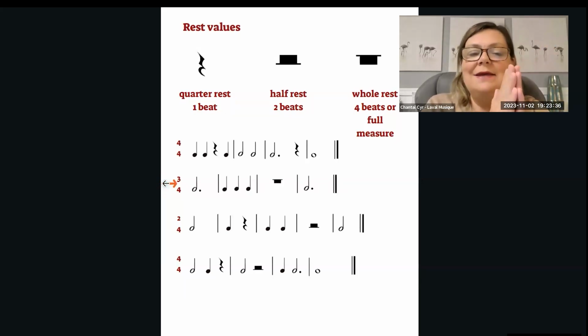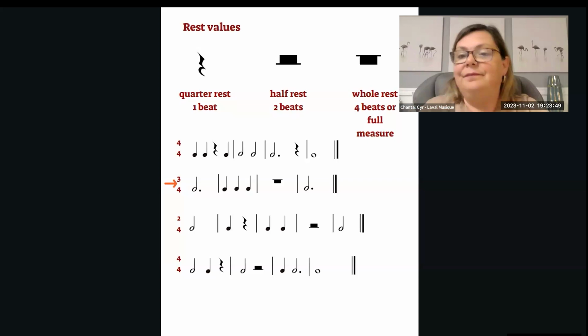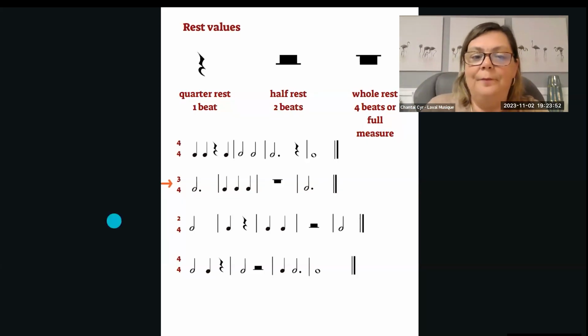Okay, so 1, 2, 3. La, la, la, la. 1, 2, 3. Wah. I like that. So this whole measure didn't have any sound.